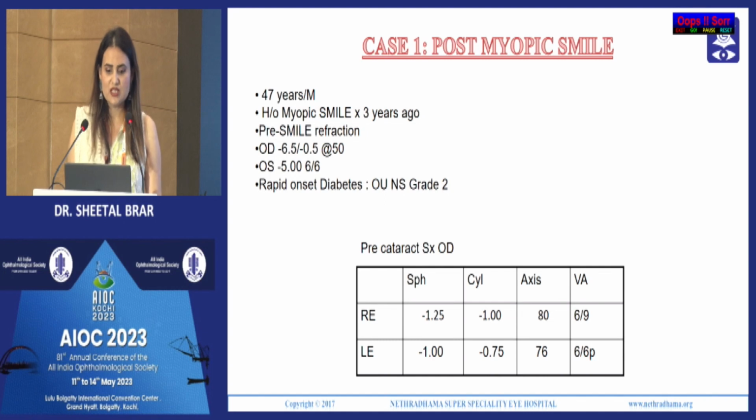So just showing a case, this patient had a post-myopic SMILE 3 years ago, and he had a rapid onset of diabetes, and he developed NS grade 2 in both eyes.